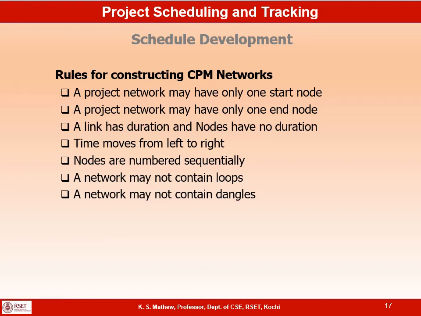A network may not contain dangles. The network diagram will not have any hanging nodes. Hanging nodes are nodes which have arrows in only one direction. Except the start node and the end node, the start node will have only arrows going out and the end node will have only arrows going in, all other nodes in the network diagram will have both arrows going in and going out. So other than the start and the end node, there will not be any hanging node which has arrows in only one direction.